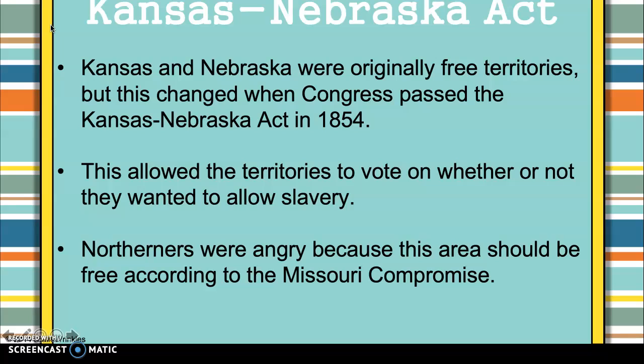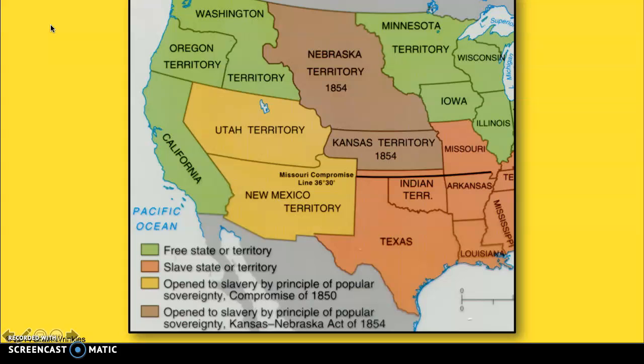North is angry because this area, the northern area, should be free according to the Missouri Compromise. Remember, with the Missouri Compromise, anybody above that line that they drew enters as free states. So you can see the line here from the Missouri Compromise. We're talking about the Nebraska Territory, Kansas Territory. The Missouri Compromise states that anyone coming in north of that line should be free states.